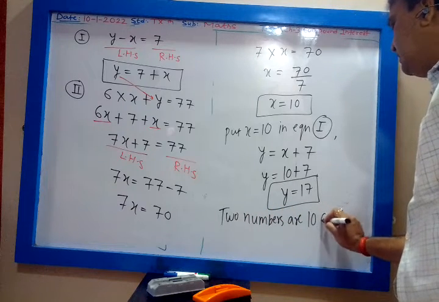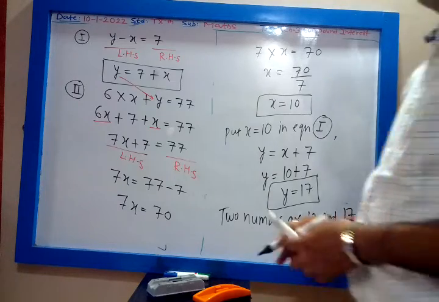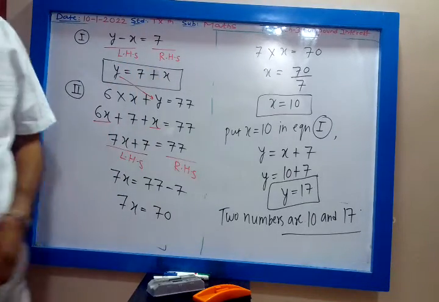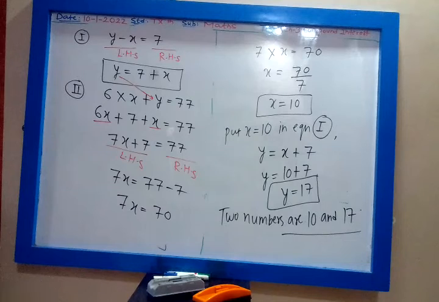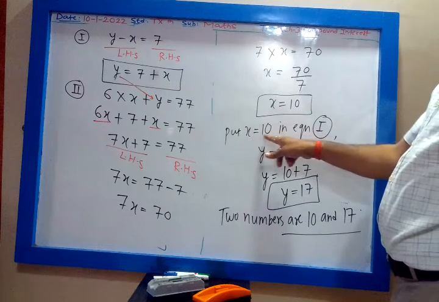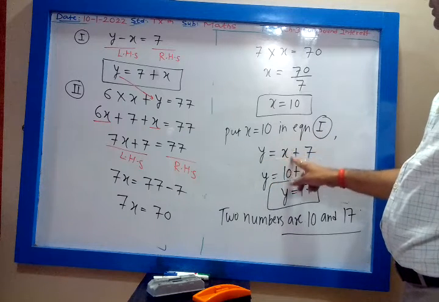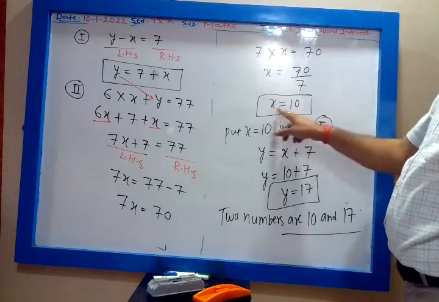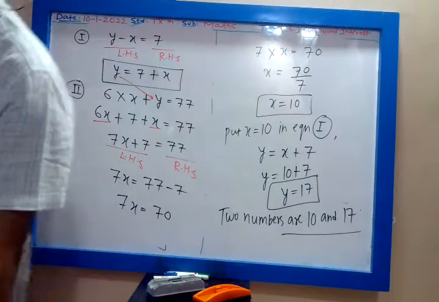The two numbers are 10 and 17. Okay? Yes, clear? Anybody has any doubt? X is 10. Now this value of x is equal to 10. You put it in equation 1, which is y is equal to x plus 7. X is 10, so y will be 17. So the numbers are x is 10 and y is 17. Yes, clear?